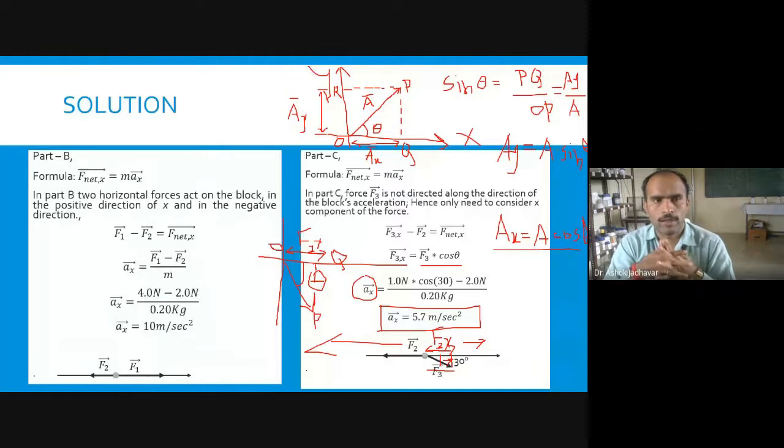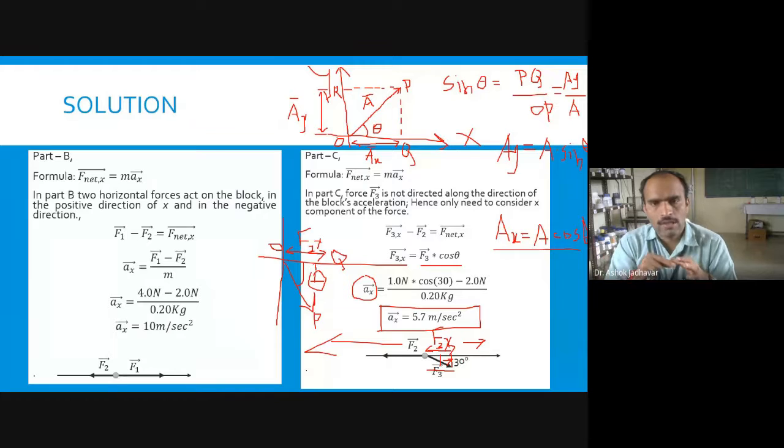1 Newton into cos of theta, that is around 0.86, correct? Minus 2 Newton. So the answer would be a negative value, right? So this should be some negative value divided by 0.20 kg. So this answer will be around minus 5.6 something like that. Correct? 5.66 something like that answer is there.